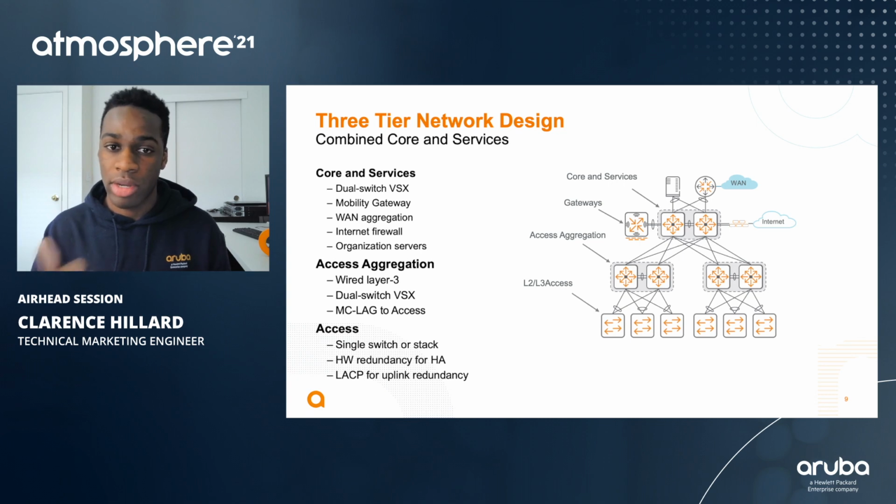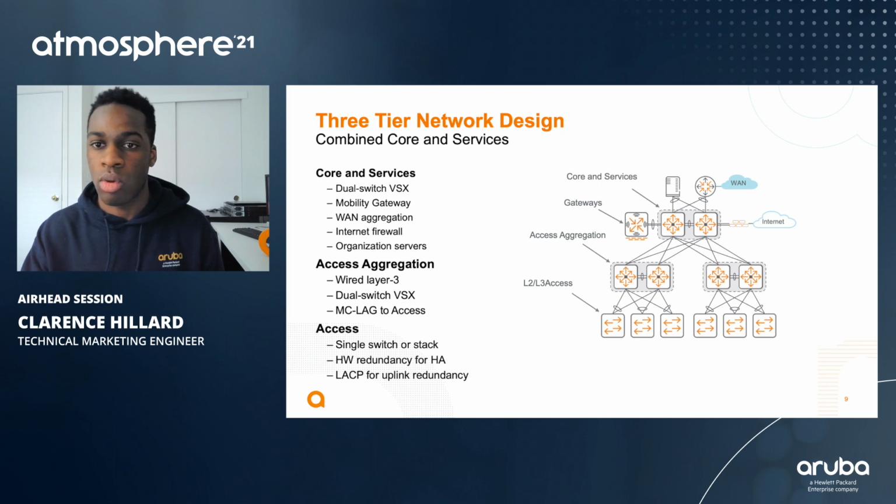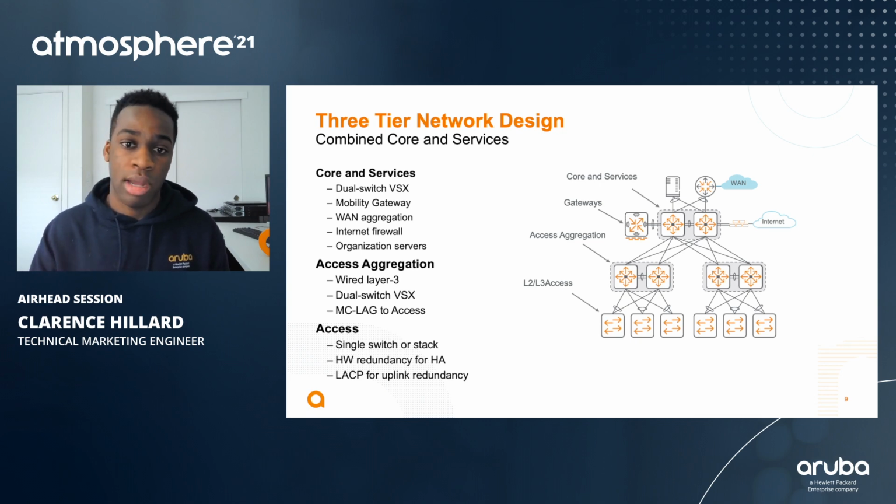And so I'm still going to have that dual VSX capability. In this case, I'm going to need a mobility gateway because I'm separated by an L3 boundary between my access aggregation and my core and services. And I'm going to have my WAN aggregation, my internet firewall, organization servers there as well.